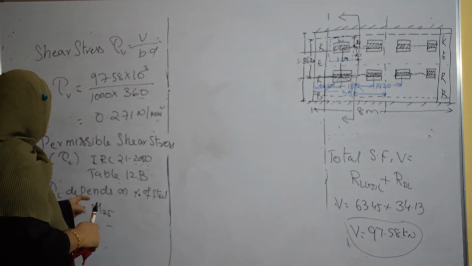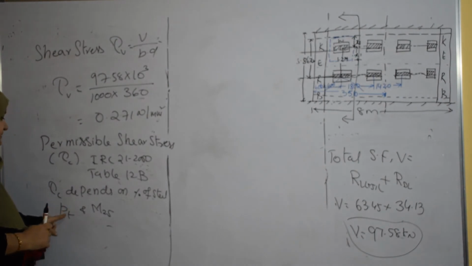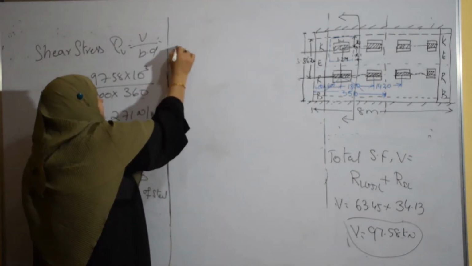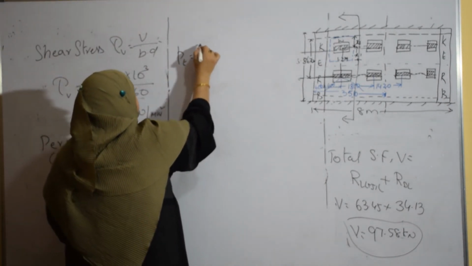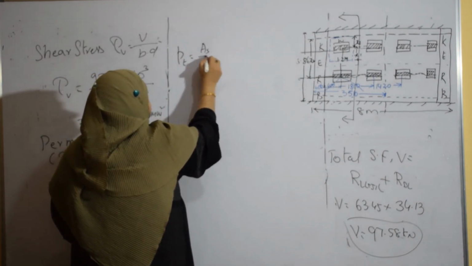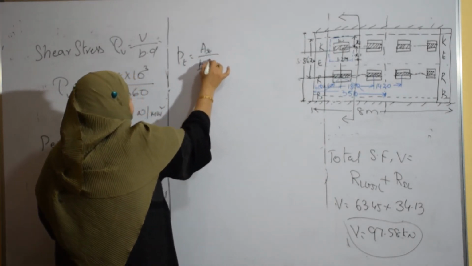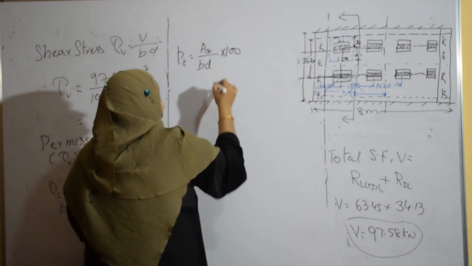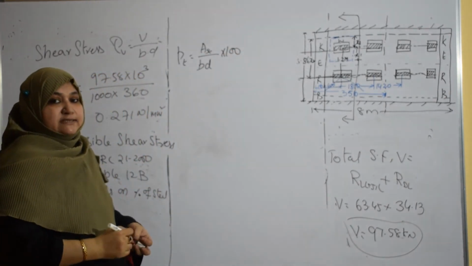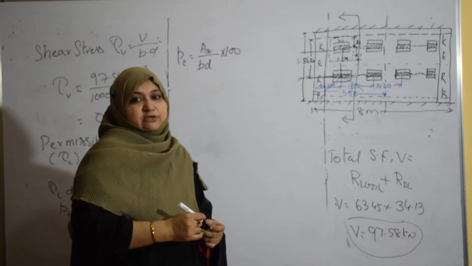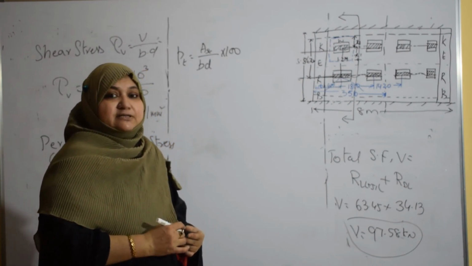Permissible shear stress depends on the percentage of steel. So how do we calculate the percentage of steel? You have a formula, AST by BD into 100. Now what is this area of steel? It's not the total area of steel which you have to consider, because shear stress is maximum near the support.